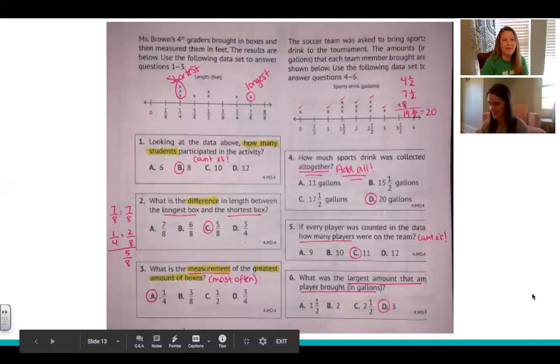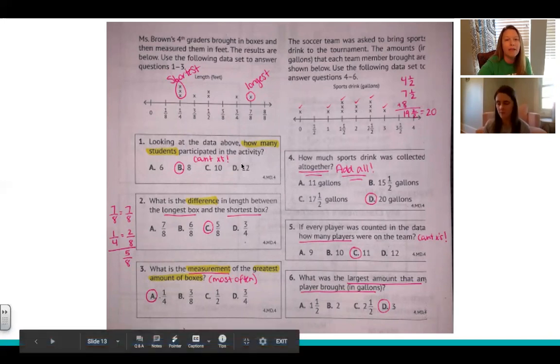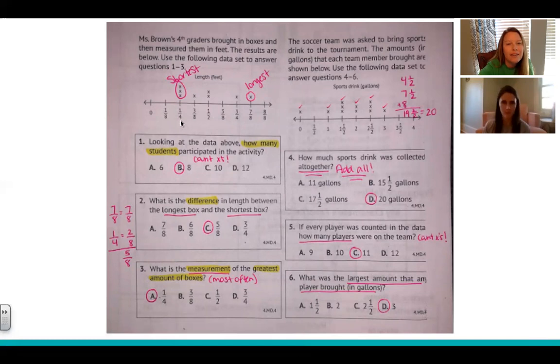All right, here we go. So on this first one, we're looking at Miss Brown's 4th graders. They're measuring boxes. So you can see that the lengths of the boxes are in feet. You have 3 boxes that are, it's hard to see, 1/4.